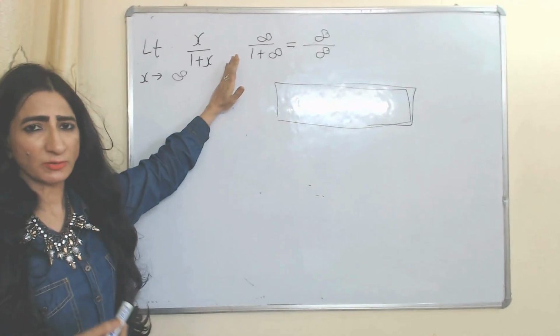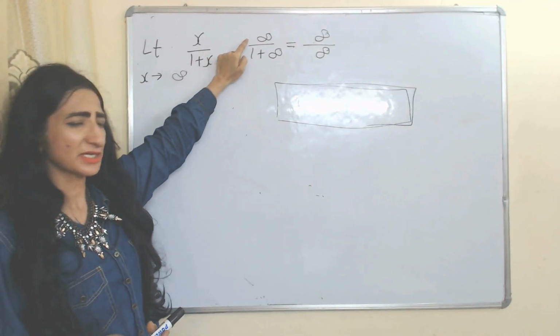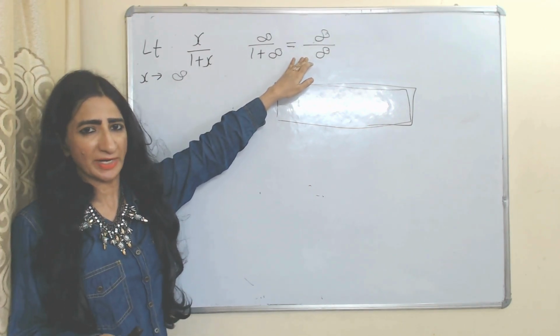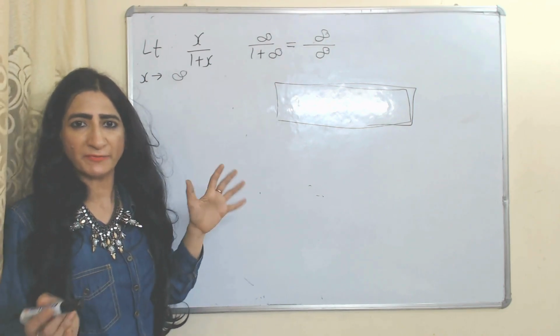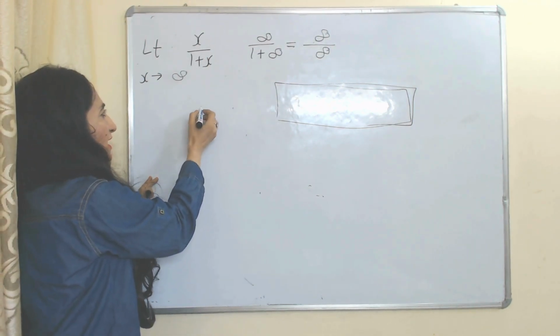Here first of all we will try direct substitution method. Directly in place of x we put infinity, then our function becomes undefined. So now we will simplify this. That means we divide upper and lower side with x.